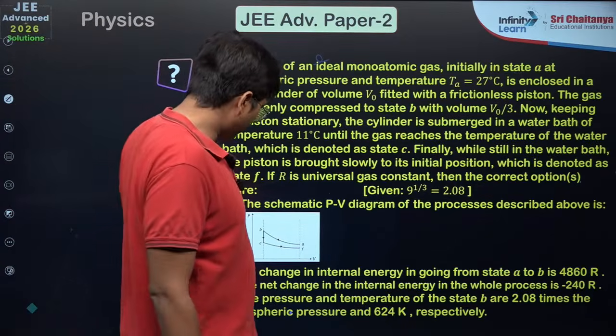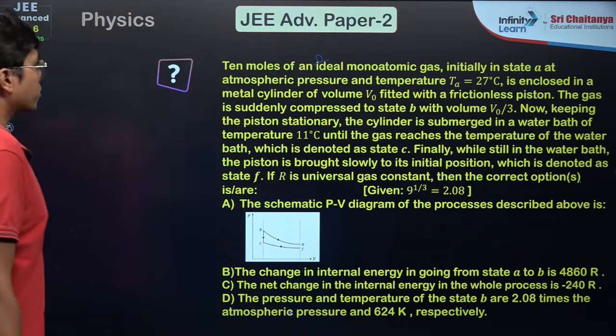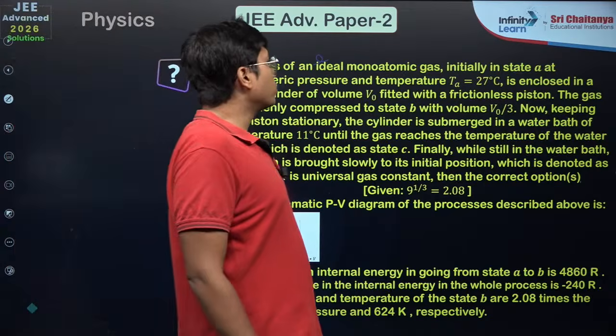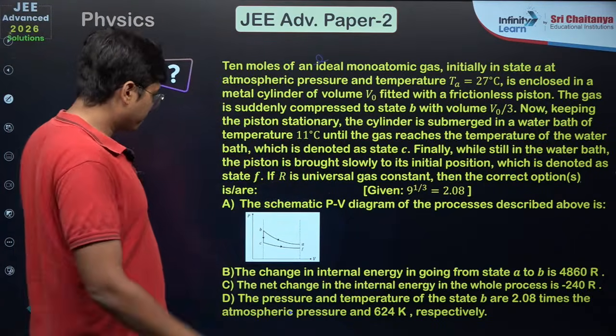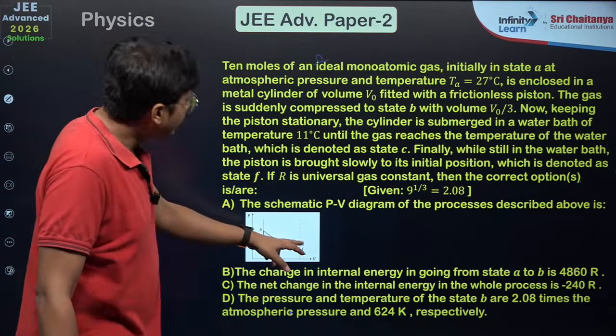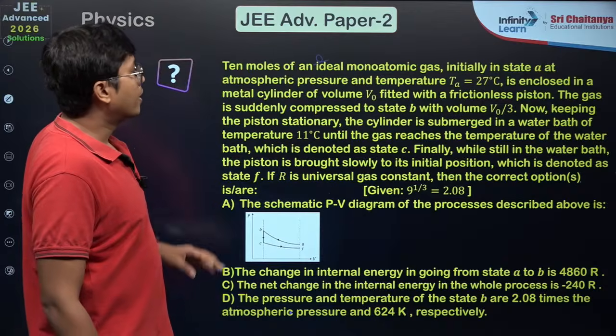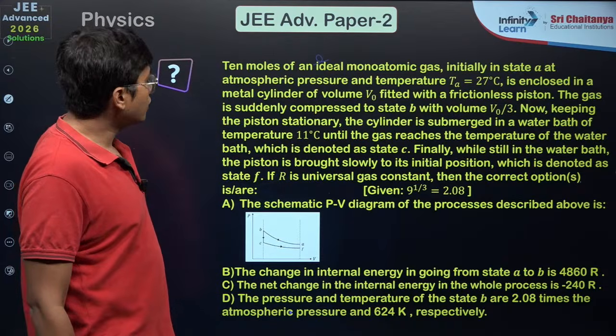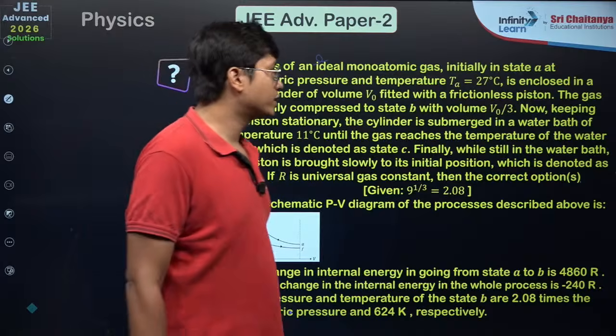Next. Oops, there's a tiny diagram here, but the diagram is not that important. 10 moles of an ideal monoatomic gas initially in a state A. I hope you can see the diagram. There's a state A over here, right at this top corner. T is 27 degrees Celsius, enclosed in a metal cylinder, volume V0, fitted with a frictionless piston.